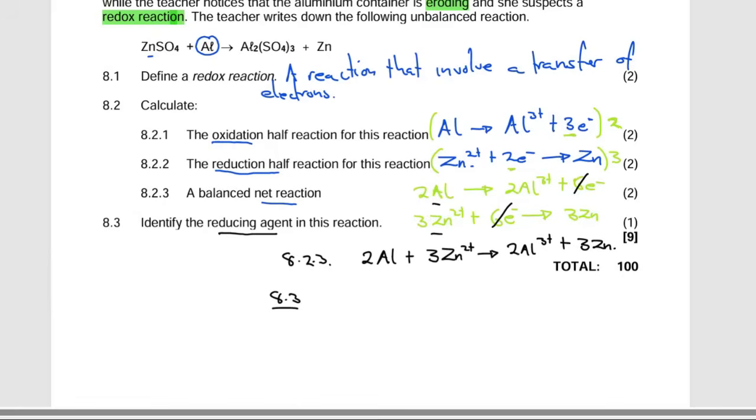If we proceed to 8.3, we've been asked to identify a reducing agent. Remember, a reducing agent is the one that is oxidized. The one that is oxidized is our aluminum, which is a metal. So I'm going to say Al metal.